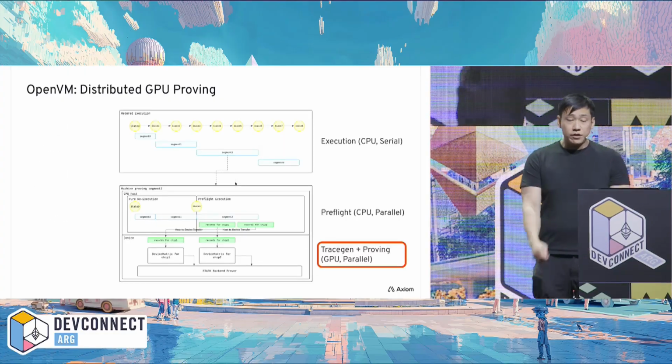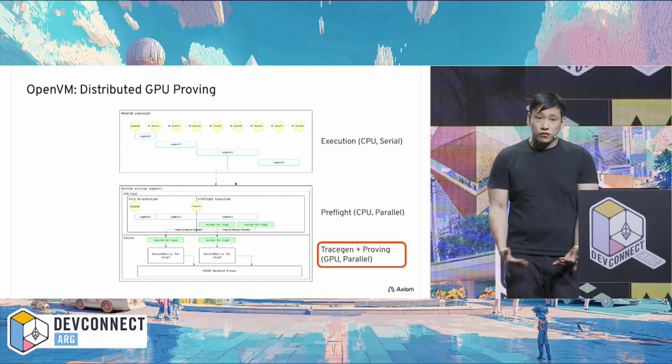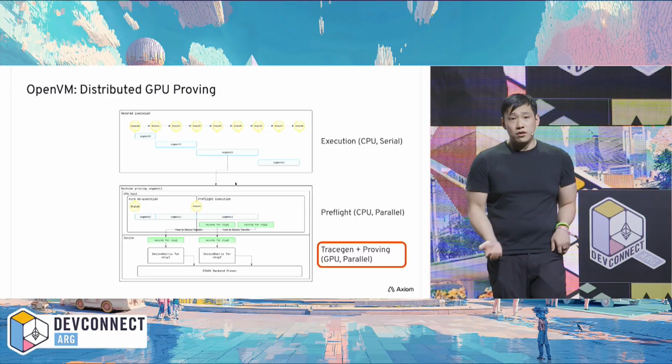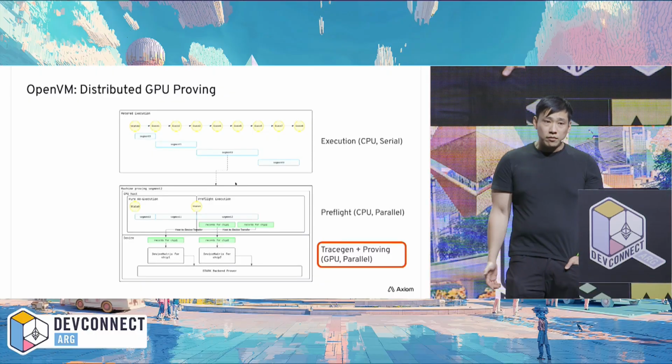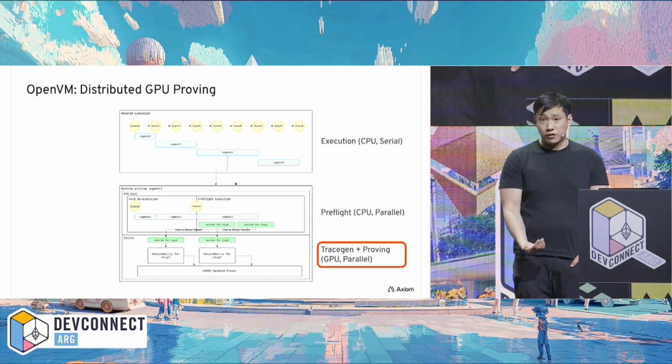So after execution, the proving process for OpenVM is fully parallel. So we do trace gen fully on the GPU, and then we do proof generation also fully on the GPU to remove any sort of host-to-device memory transfer.